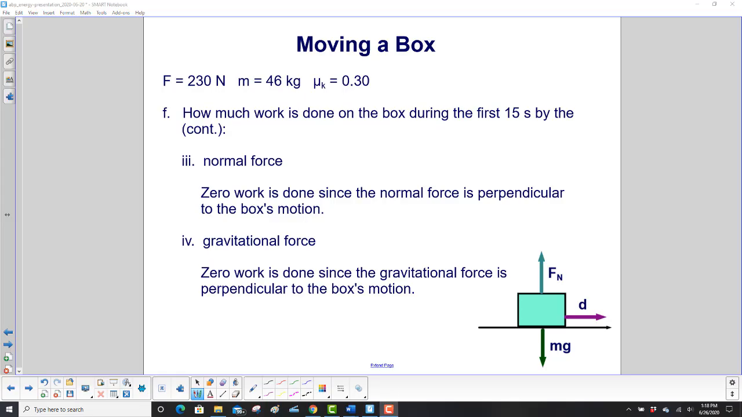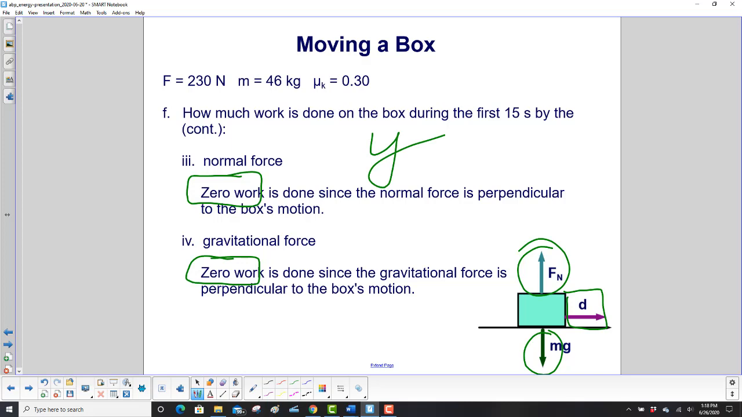We'll do the normal force and the gravitational force on the same slide. Why? They're both perpendicular to the distance moved, so the work is 0. So there is 0 work in the y direction.